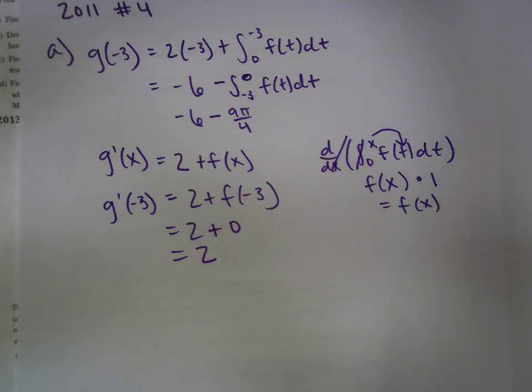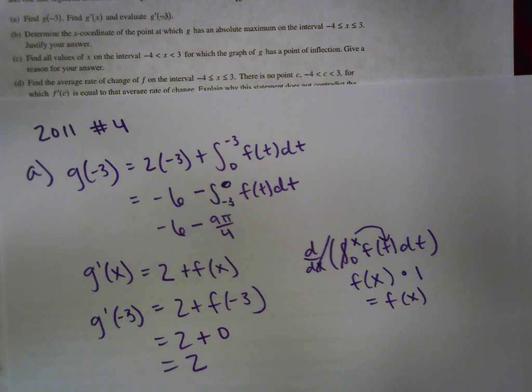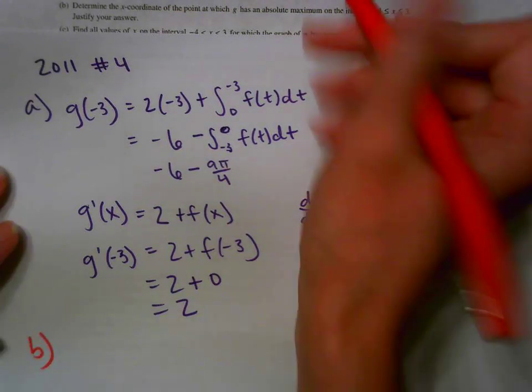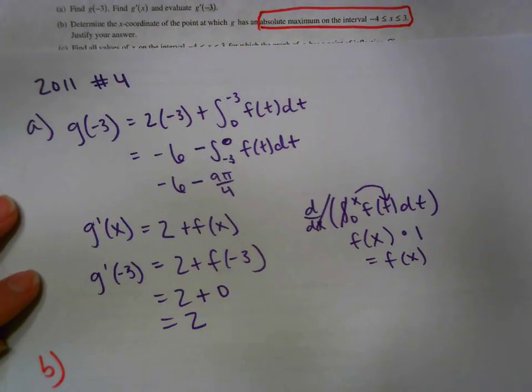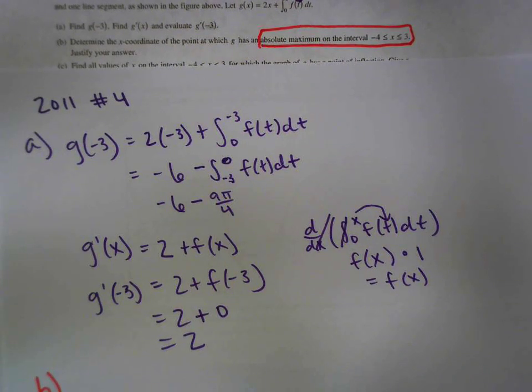Okay, that is A. Now for B, it says determine the x-coordinate of the point at which g has an absolute maximum on an interval. That's like a key word that we've learned. And then justify your answer, which for absolute maximum, if you show the correct work, that's enough justification. So this one takes a lot of time, just so you know. Once you get past B, I think C and D go pretty fast.